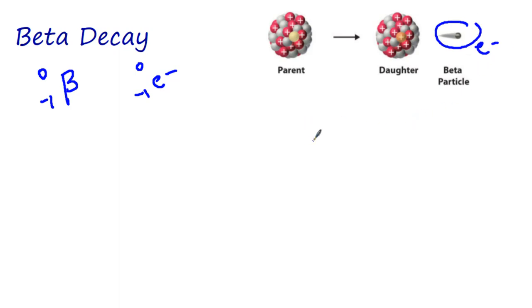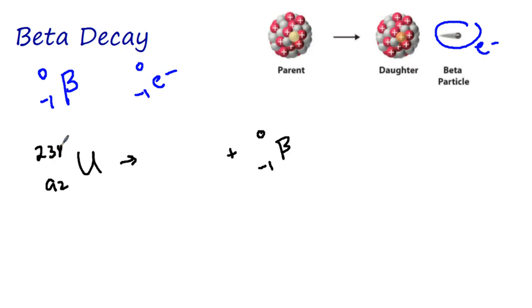Now beta can hurt you because this electron is going fast enough. It can break down your cells, give you cancer eventually. So let me give you an example again with uranium 92 and 238. And so what we have here is a high-speed electron, or a beta particle, coming flying off.